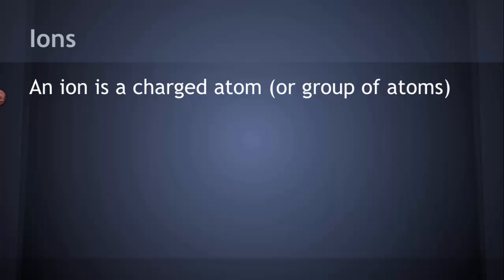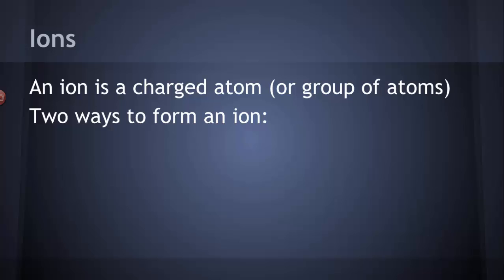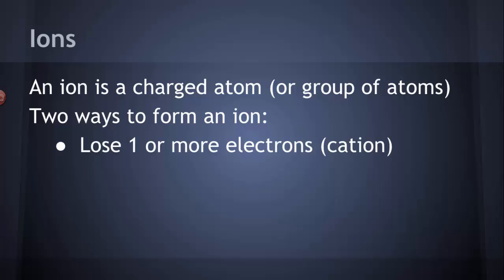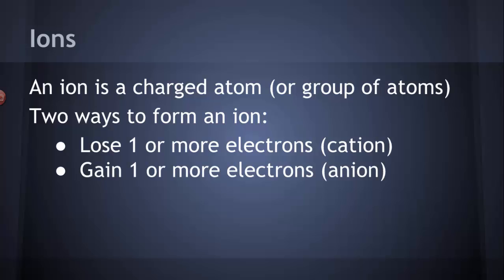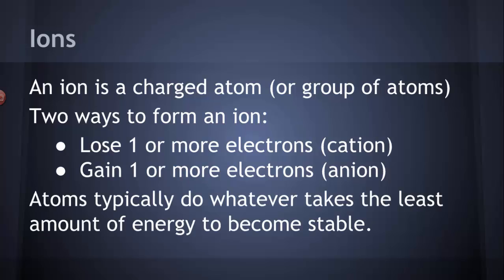Okay? If they lose or gain electrons, they form what's called an ion. An ion is a charged atom or a group of atoms. We'll talk about the groups later. For right now, we're going to pretend they're just single atoms that get a charge. Okay? There's 2 ways that you can make an ion. You can either lose 1 or more electrons, that's a cation, or you can gain 1 or more electrons, that's an anion. Okay? Those are the only 2 ways that you can do it.